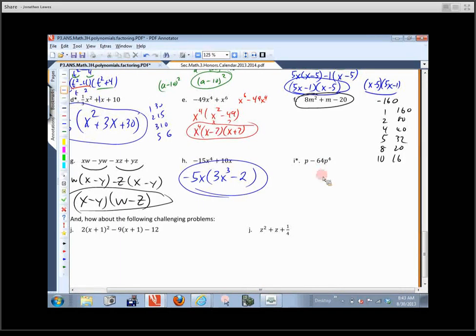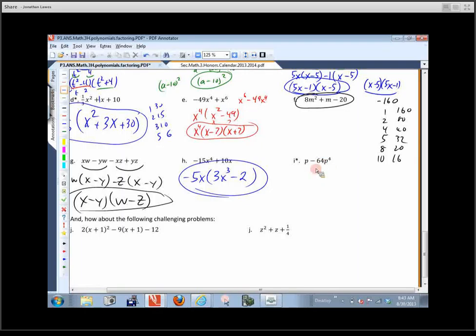Okay. Logan, this one, what would we do? Okay, and you can take out a P. Are we concerned with anything else here? Okay, so this is going to be a negative 64, P to the 3rd.